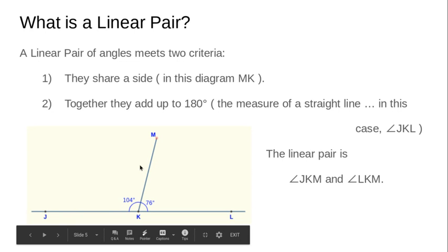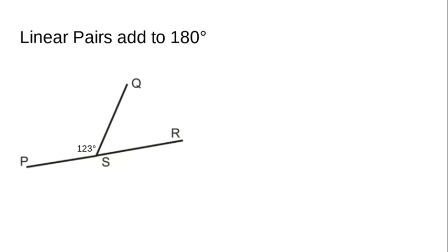So there are two angles, one here that's marked 104 degrees, and this one that's marked 76 degrees. These two together along the bottom have to make a flat line, a straight line. That's angle JKL, and because it's straight, it has to measure 180 degrees, or half of a circle. So our two linear pair angles are JKM and LKM, just naming the two sides there.